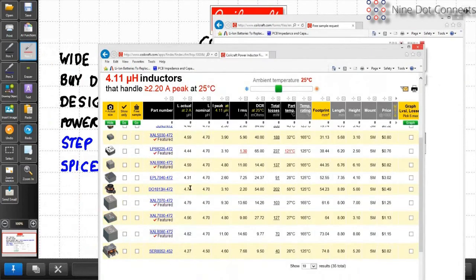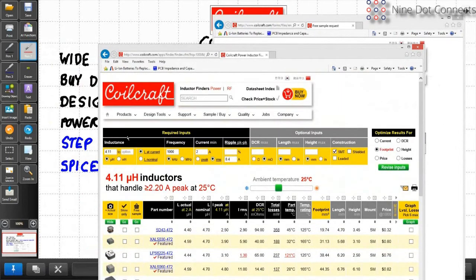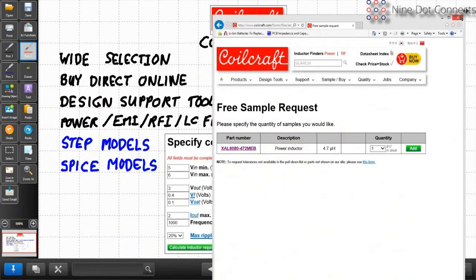So there we have it. And they also have the other stuff. When you get there, you'll find that they have the SPICE models, and they also have the 3D bodies.